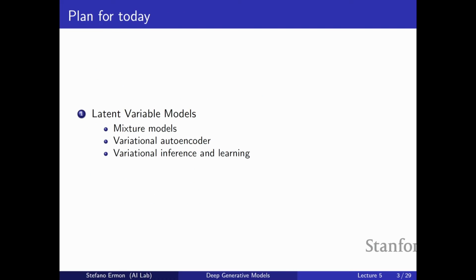And so the plan for today is to start talking about latent variable models. We'll start from simple ones like mixture models, and then we'll start the discussion of the variational autoencoder, or the VAE, and we'll see how to do inference and learning when you have latent variables.